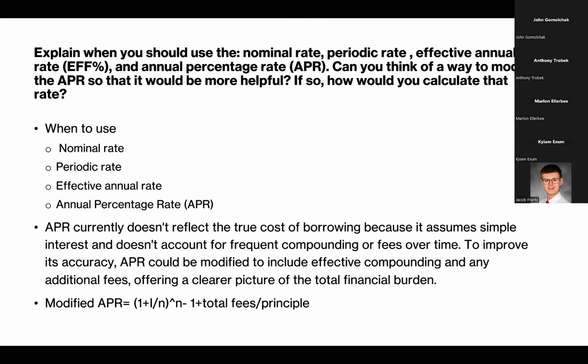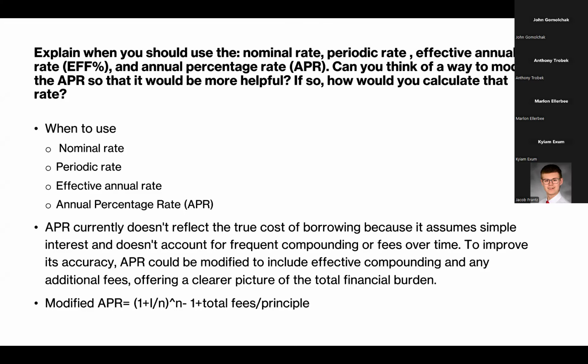Then for my last question: explain when you should use a nominal rate, periodic rate, effective annual rate, and annual percentage rate. Can you think of a way to modify APR so that it would be more helpful? If so, how would you calculate that rate? So for all four, nominal rate will be used for simple comparisons when compounding isn't a major concern. Periodic rate will be used when you're calculating interest on a per period basis. Effective annual rate should be used when comparing financial products with different compounded frequencies, and the APR should be used when comparing loans and credit products, especially with additional fees or charges.